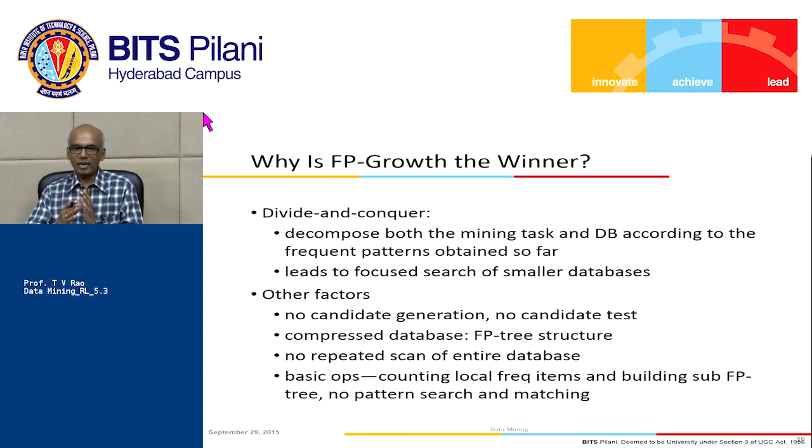And then we are scanning the database only twice. Even if there are 100 items, we have seen in some earlier cases there can be large item sets, we are going to scan the database only twice, and that will give us the FP tree, and from there we will find out the items. And we do not need to worry about the pattern searches and matches.